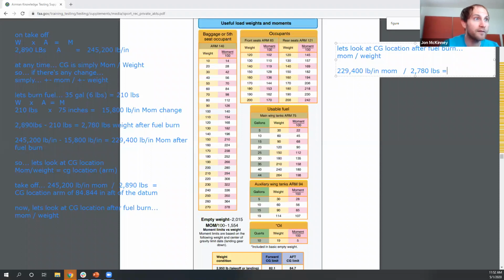So it equals, and again, just type it in the calculator, save yourself the trouble of screwing up the math: 229,400 divided by 2780. I get an answer of 82.517. That's plenty. So that would be my CG location arm, and that's after the fuel burn.